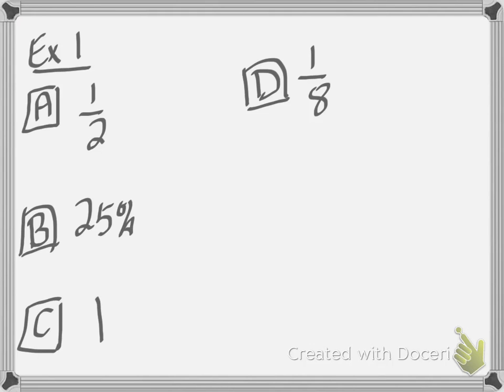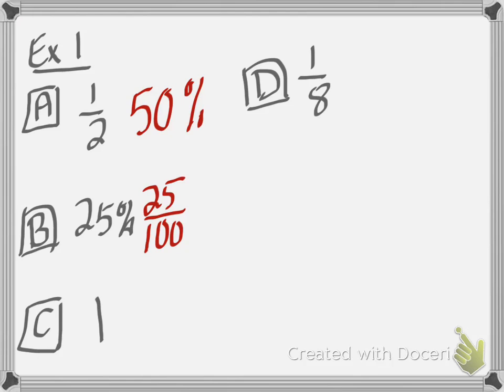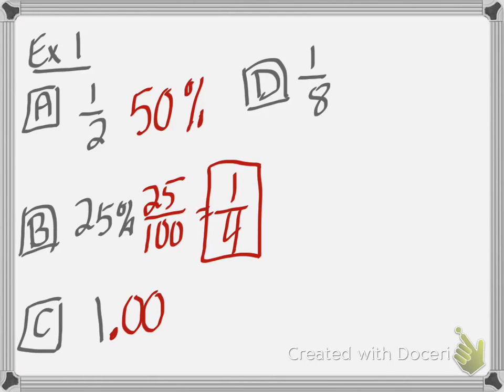So 1/2, well, what's half of 100? 50%. 25%, we've already done in the first slide. 25% is 25 over 100. Simplified as a fraction would be 1/4. 1 is interesting because it's a whole number 1. It's like the decimal is right here and there's a couple zeros right there. If you have a whole pizza, you have 100% of the pizza.